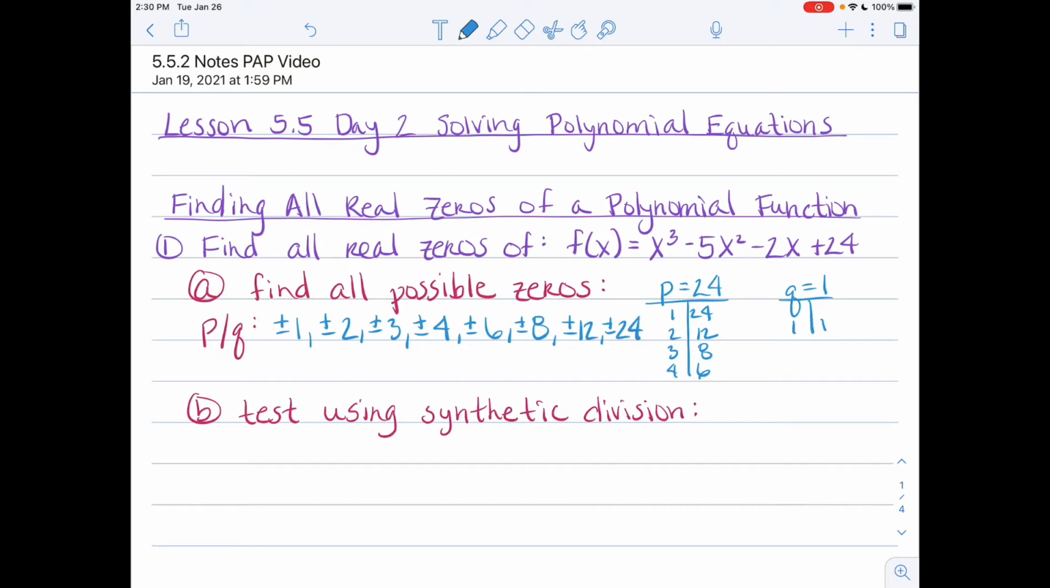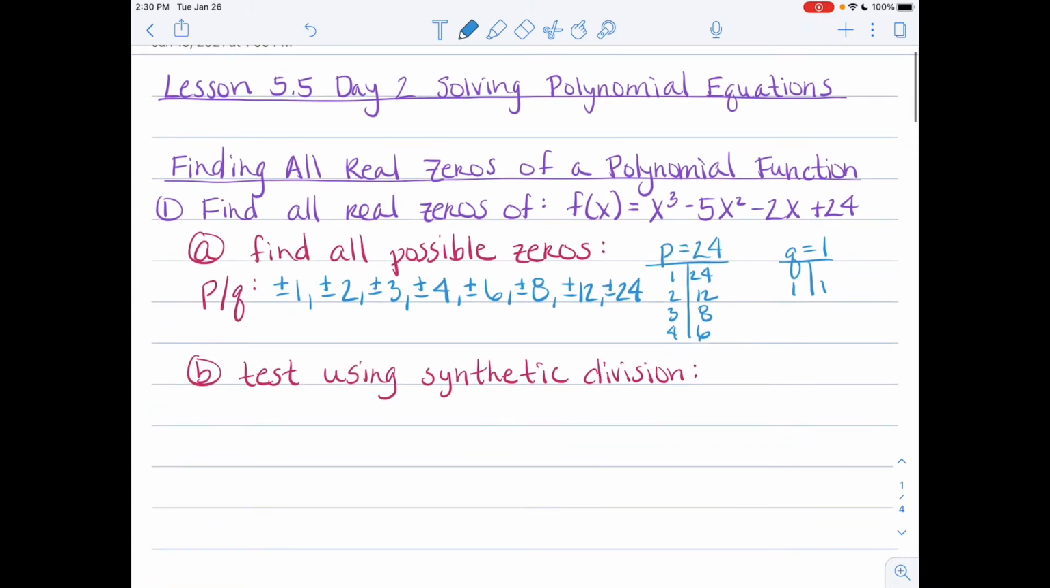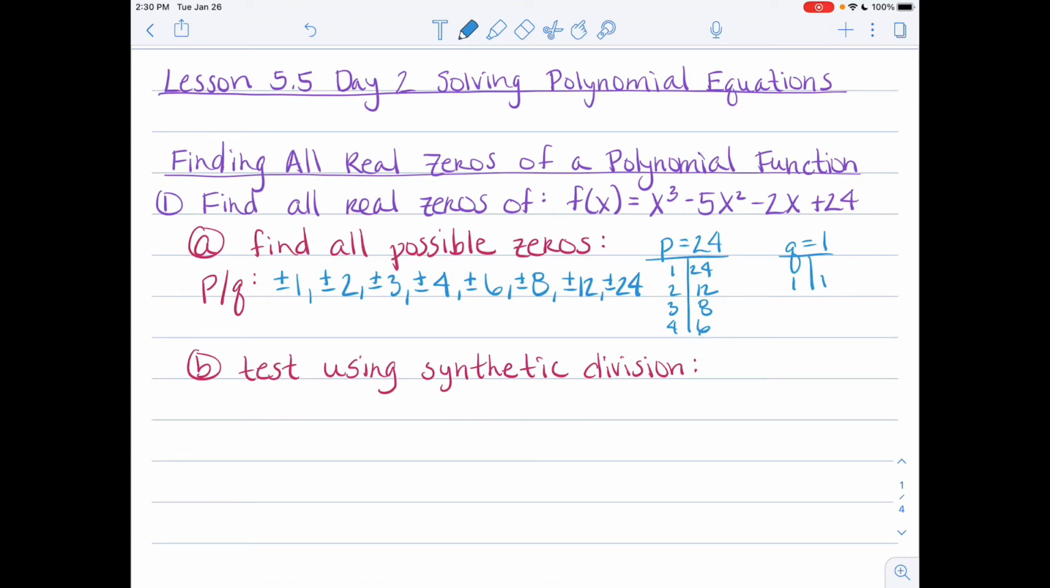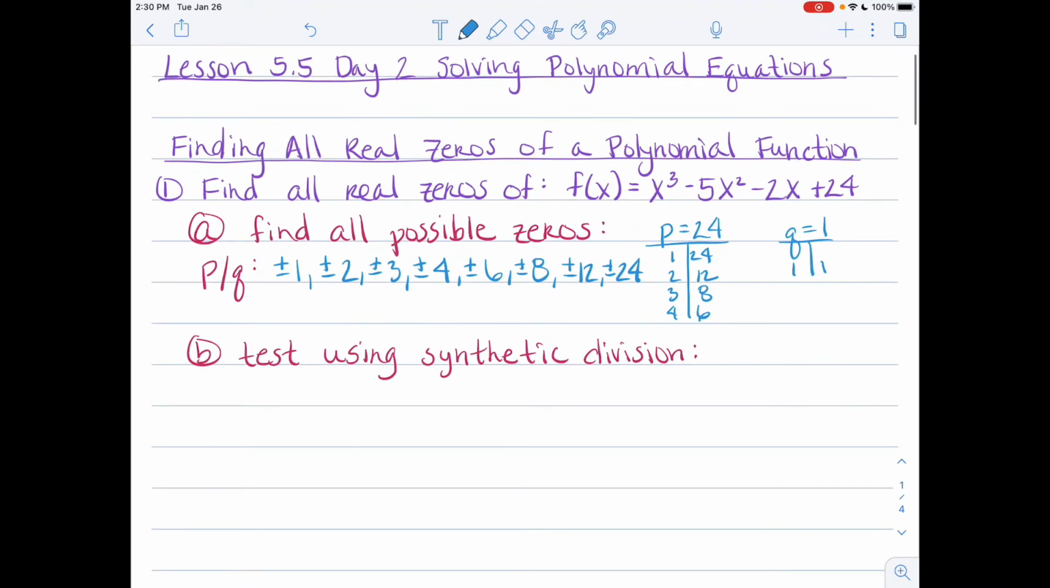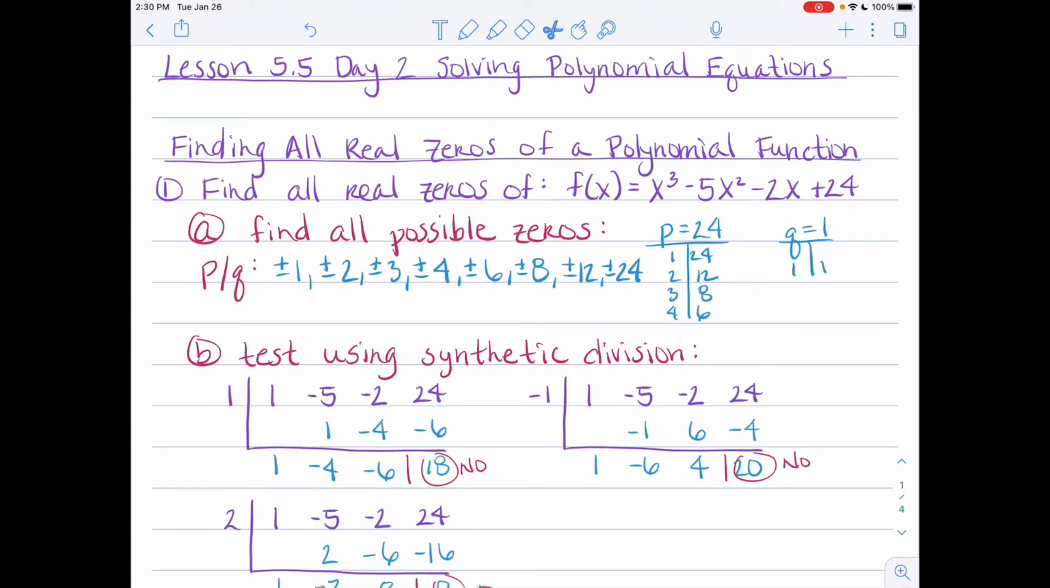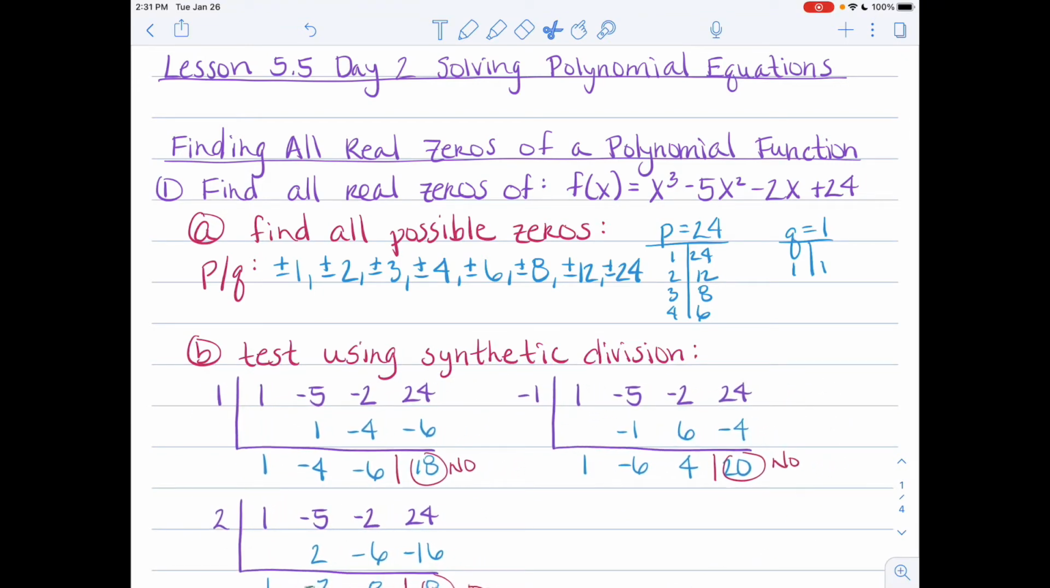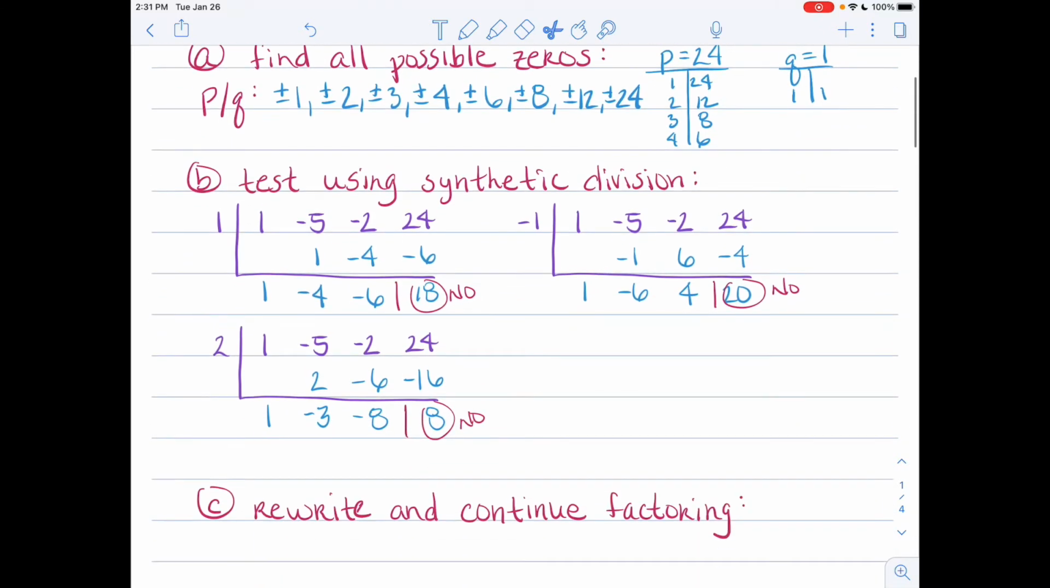Now, in order to find actual zeros, we have to test zeros using synthetic division. You can start with any one of these numbers. You have 16 choices. I usually start with 1 and just work my way through it. However, here's the catch. Whenever you start with 1, 1 doesn't work. And then negative 1 doesn't work. And 2 doesn't work. Pause the video for a second, take a look at this, and either write down all of this information to visually see that none of them work, or at a minimum, write yourself a note that says, when you test 1, negative 1, and 2, they don't work.